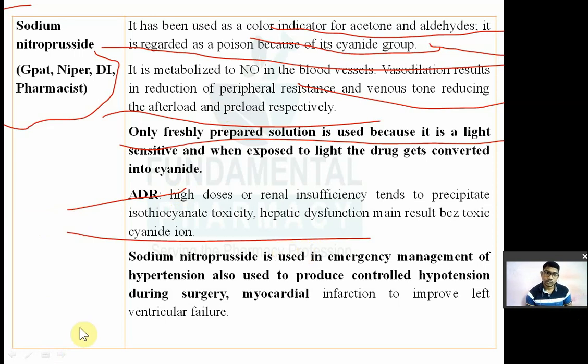Now, sodium nitroprusside is a drug used in the emergency management of hypertension. It is also used to produce controlled hypotension during surgery, in myocardial infarction to improve left ventricular failure. Also used in angina pectoris. So these are the uses.